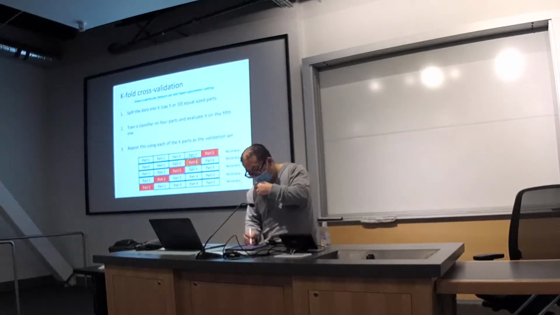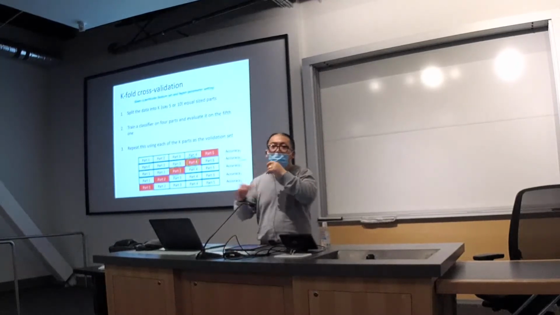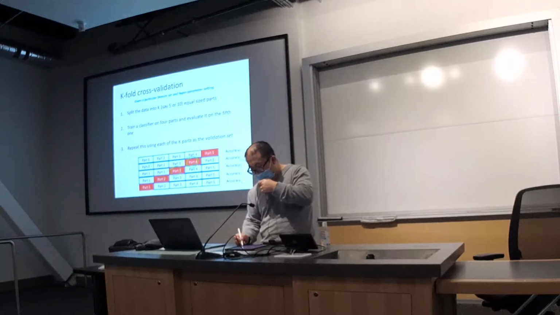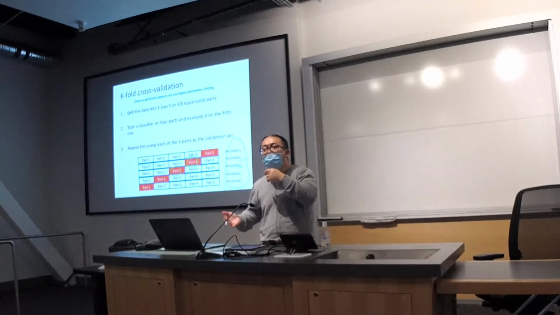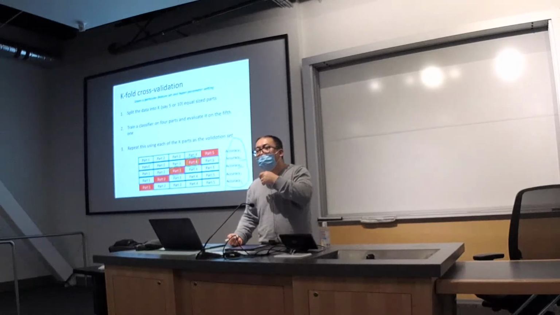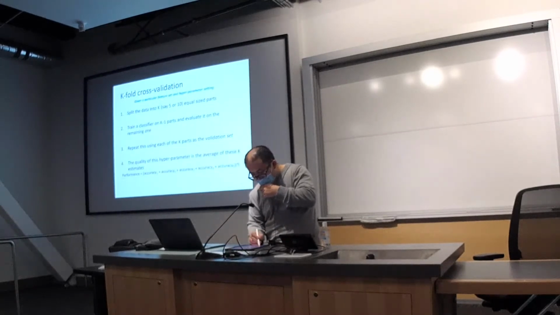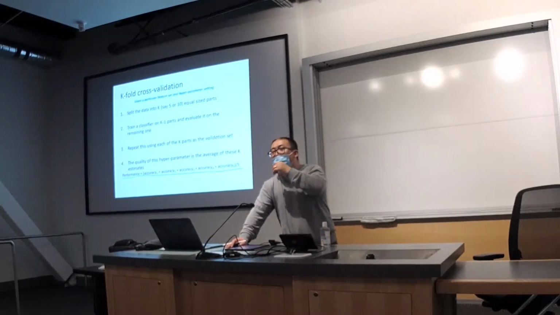You continue this. Then you switch to part 3 and use that as the validation set. Then use the remaining parts to train the SVM with this given C value, and then test the trained model on part 3. You get accuracy 3. Continue this until you have used every part as the validation set. You get all the accuracies. Finally, we average all those accuracy measurements as our ultimate performance measurement for this particular C value.